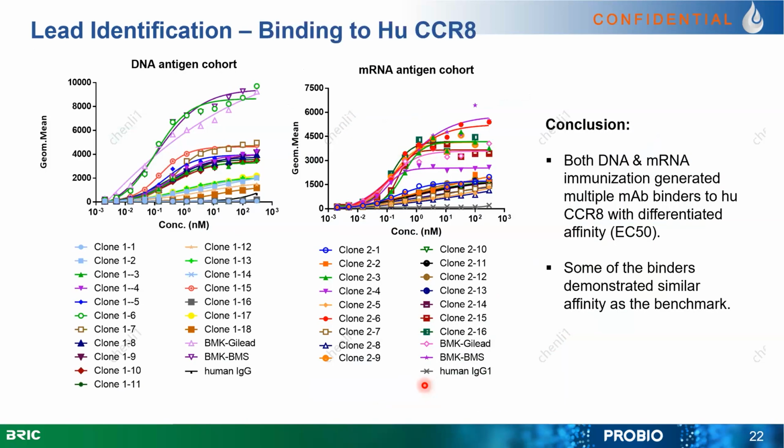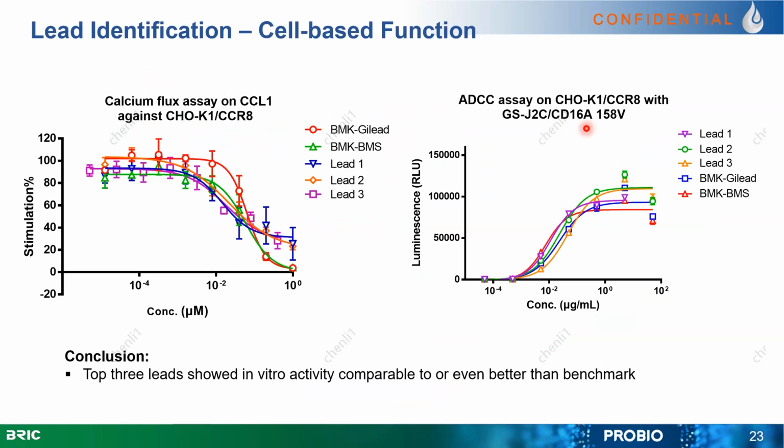During the early screening stage, we obtained two panels of candidates generated from either DNA and cell immunization or the mRNA immunizations. These candidates were further evaluated by calcium flux assays and ADCC assays. These top three candidates demonstrated better in vitro efficacies in both assays as compared to two clinical benchmarks, the one from Gilead and the one from BMS.